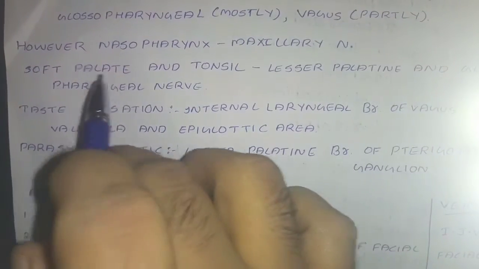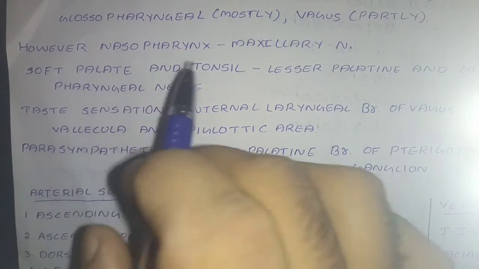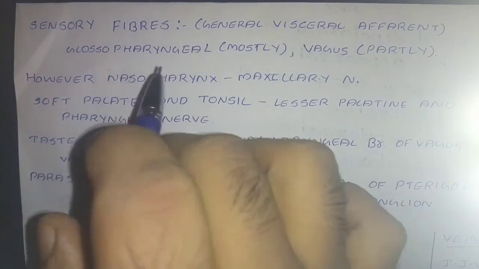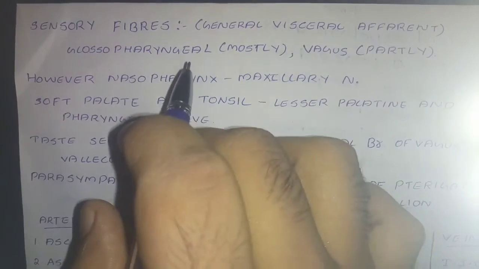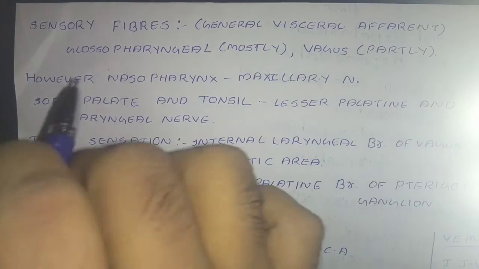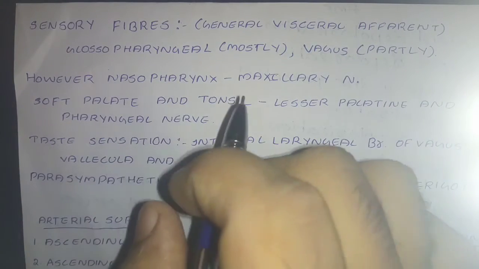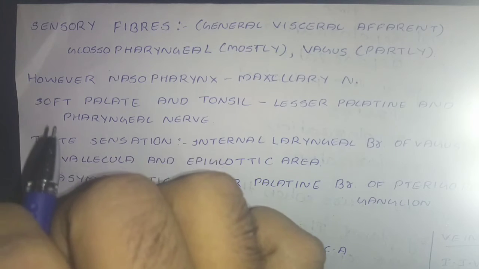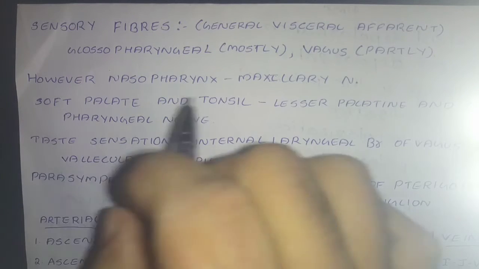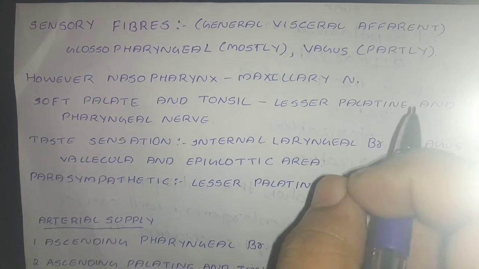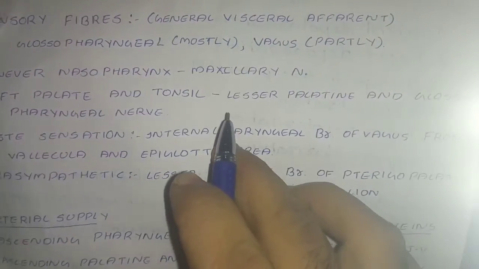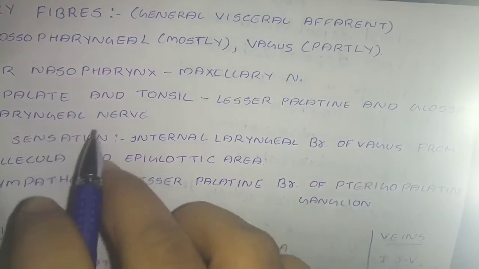Now, however, in nasopharynx, it is by the maxillary nerve. So even though the sensory fibers are mostly through the glossopharyngeal and partly by the vagus, in the nasopharynx it is by the maxillary nerve. And also in the soft palate and tonsil, it is by the lesser palatine and glossopharyngeal nerve. Here we can see the lesser palatine and glossopharyngeal nerve.